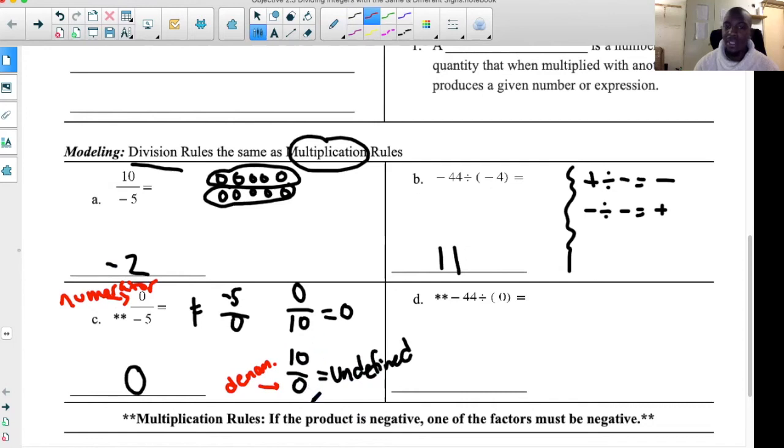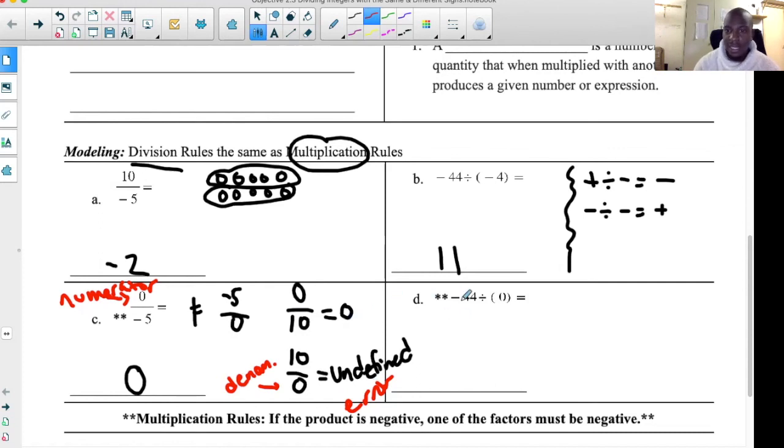If you try to put 10 divided by 0 on even a calculator, the answer is going to come out to say error because it doesn't make any sense. So I just want you to remember that 0 in the numerator, yes, it's equal to 0. 0 in the denominator, undefined. We'll practice with that another time as well.